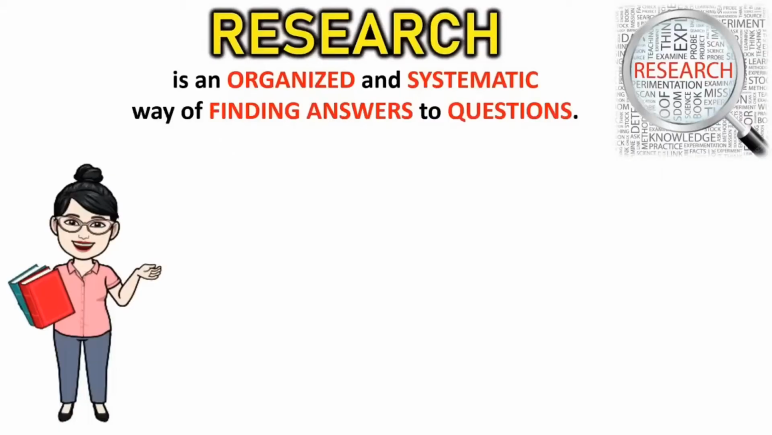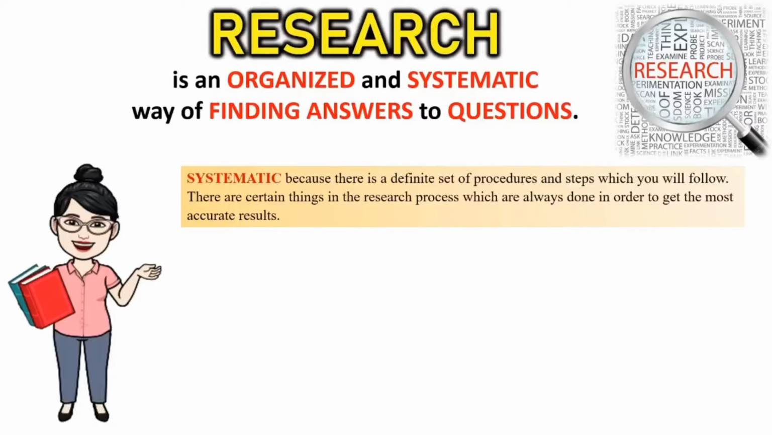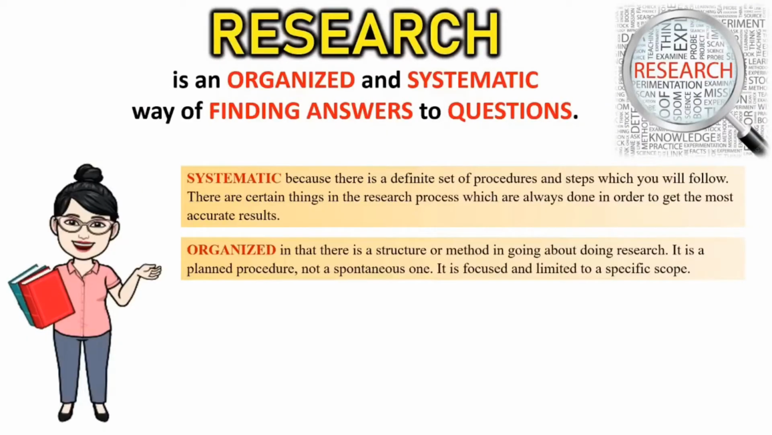Research is also defined as an organized and systematic way of finding answers to questions. It is systematic because there is a definite set of procedures and steps which you will follow. There are certain things in the research process which are always done in order to get the most accurate results. It is organized in a sense that there is a structure or method in going about doing research. It is a planned procedure, not a spontaneous one. It is focused and limited to a specific scope.